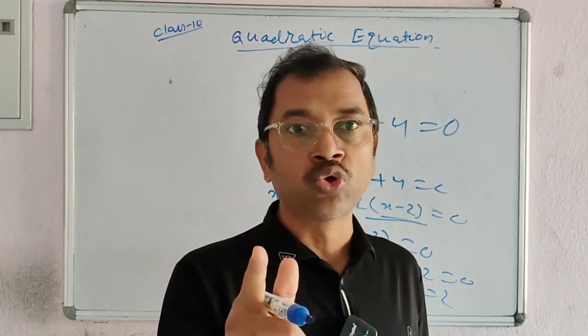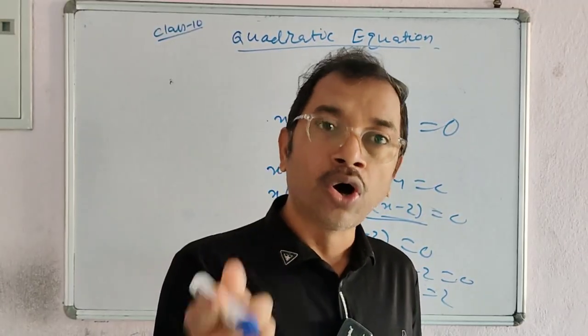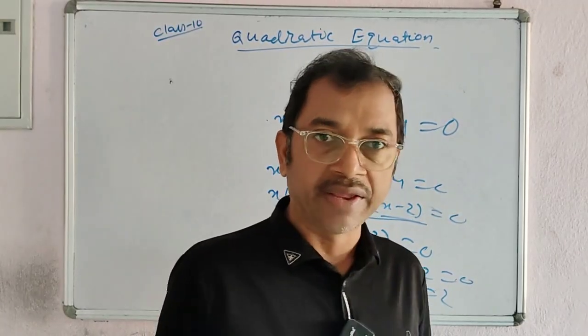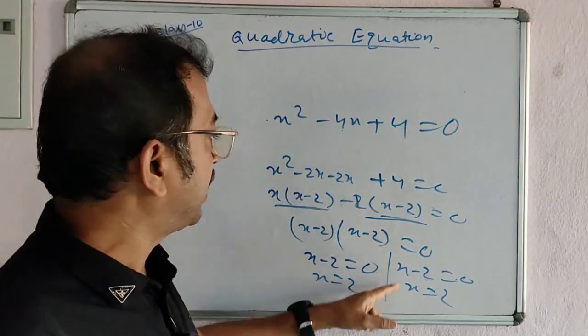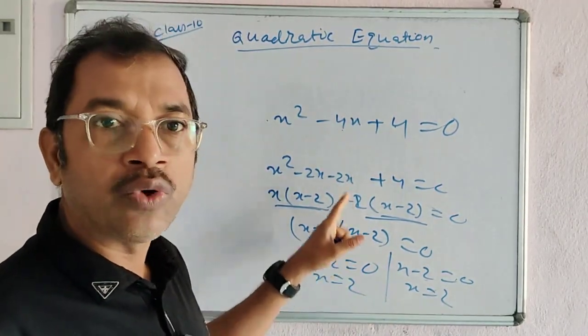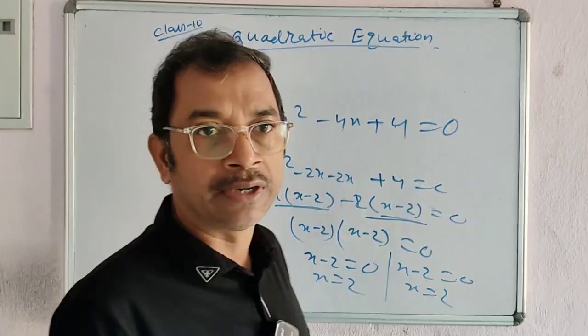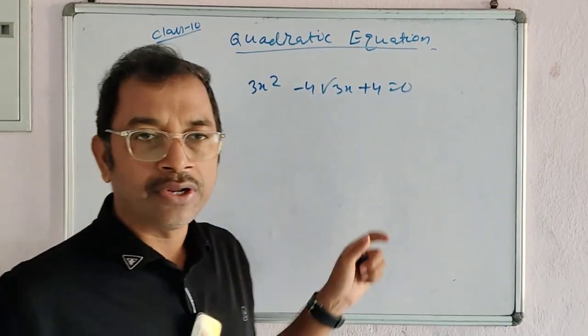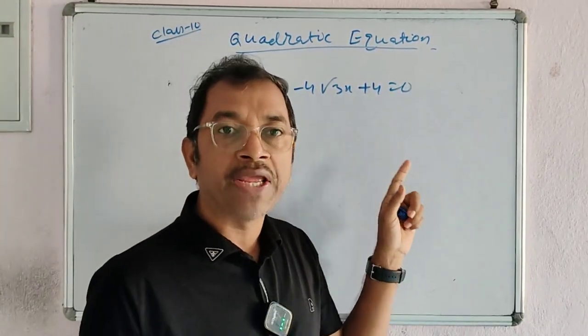That's max two roots, it can be either two roots, or one root, or no real roots also. Okay, so this is the factorization method. Otherwise, what do we have to do? By the formula method. So see, another method is the formula. How to find the roots by using the formula.